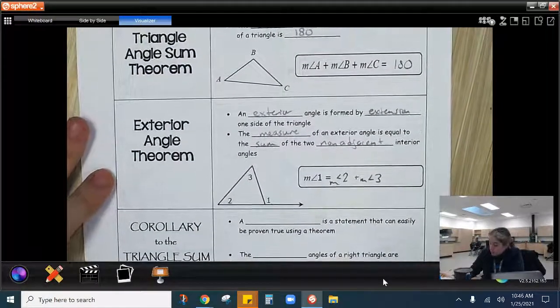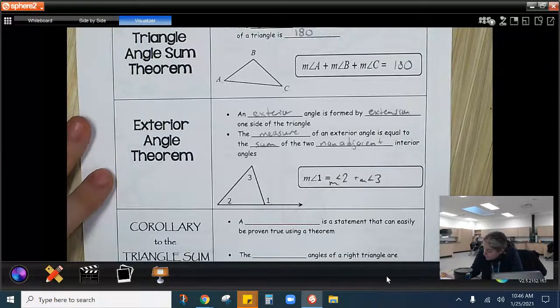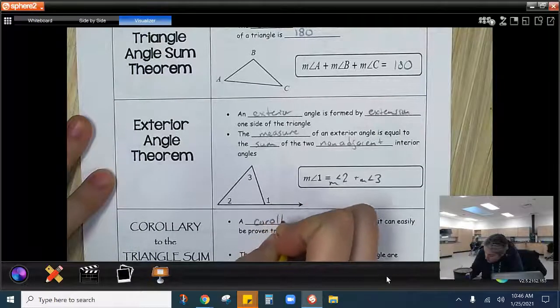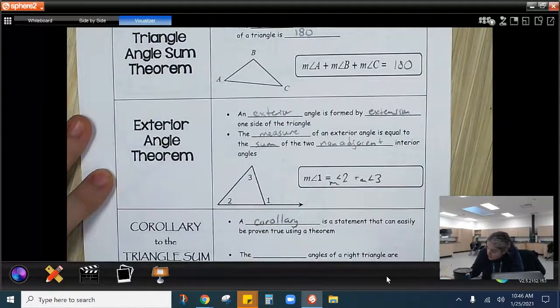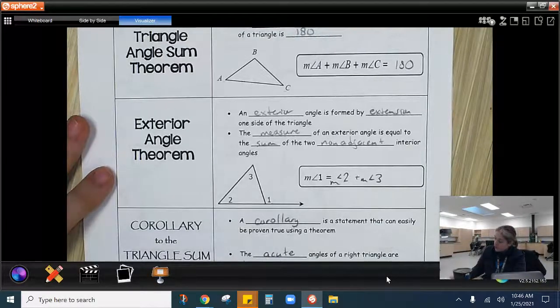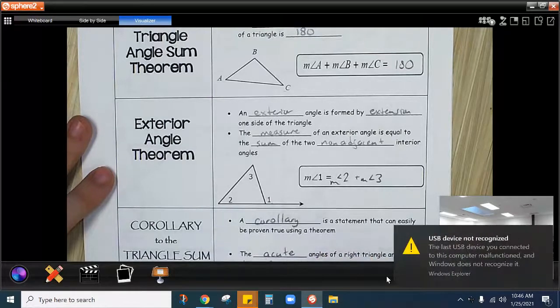So the corollary to the triangle sum theorem. A corollary is a statement that can easily be proven true using a theorem. So the acute, so the small angles of a right triangle are always, they equal 90 degrees. So not supplementary, but complementary.